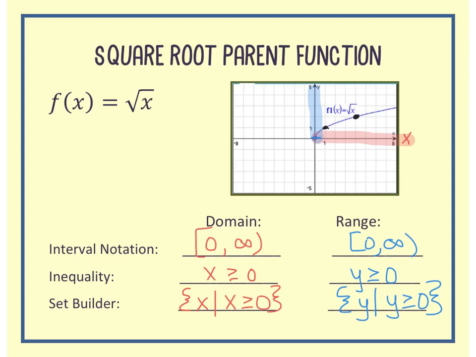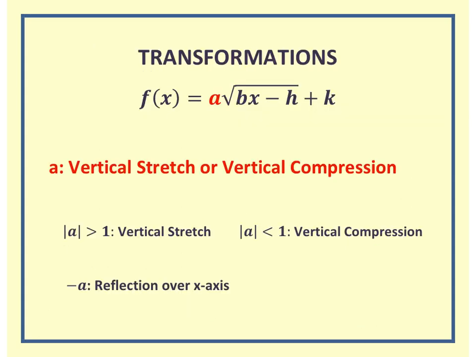Okay. Now we're going to get into transformations. So the parent function was just the square root of x. There was no visible a, b, h, or k. So we're going to talk first about a. What does a do? Well, first of all, a has to be in front of your square root. A cannot be inside. A is in front of your square root, so it's being multiplied by your square root.